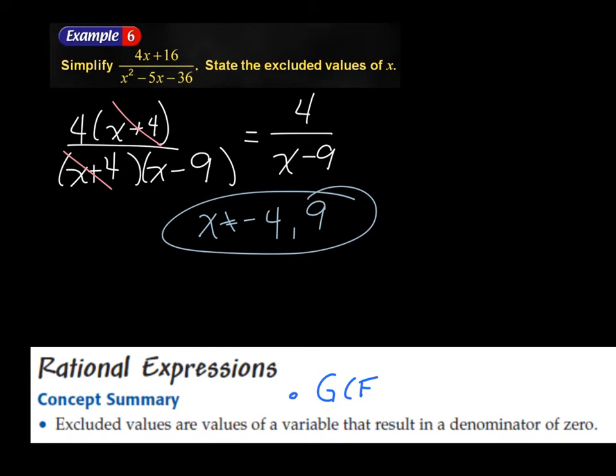Summing it all up, we can simplify rational expressions by dividing the numerator and denominator by the greatest common factor, and excluded values are values of a variable that result in a denominator of 0.